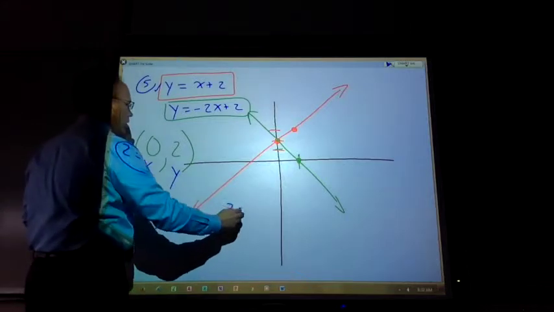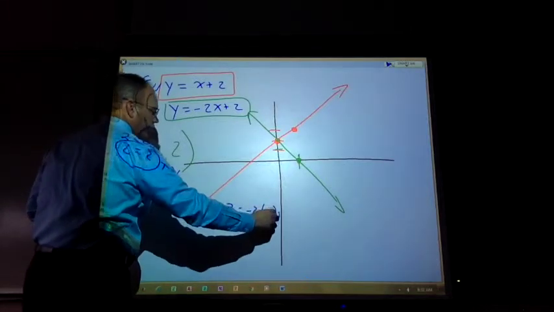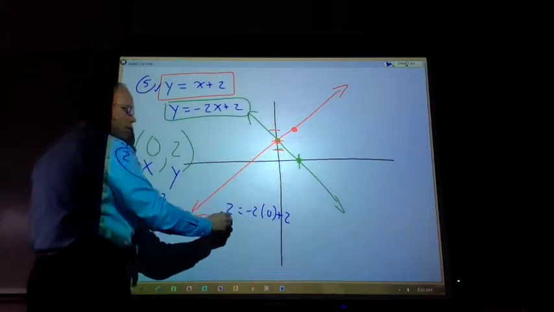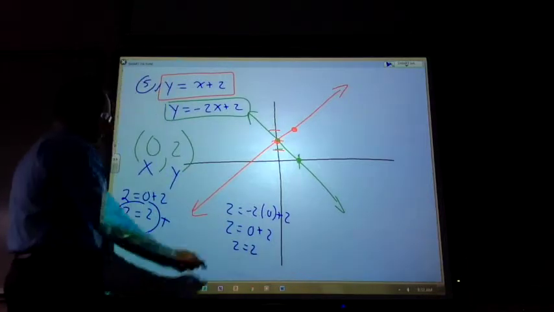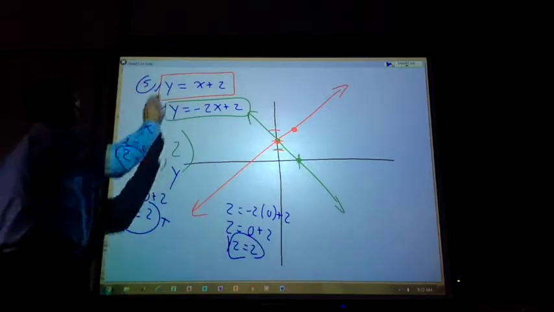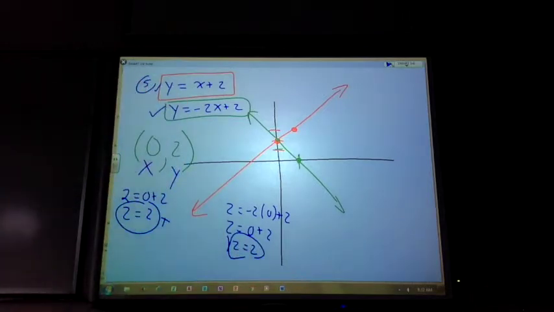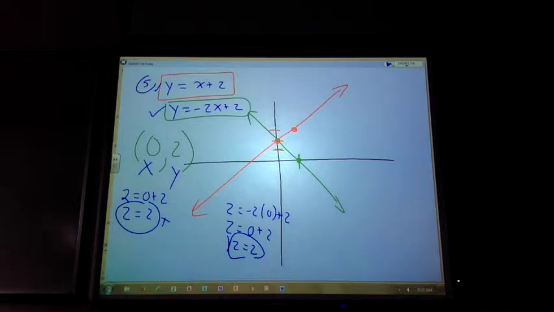2 equals negative 2 times 0 plus 2. 2 equals 0 plus 2. 2 equals 2. True or false? True. So it checks out there. Is 0, 2 the solution to this problem? Yes, it is.